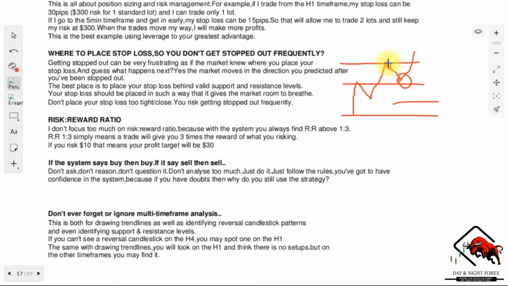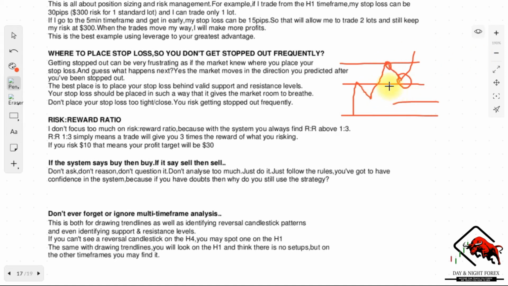So the best place to put your stop loss is behind valid support and resistance levels. So it's very, very key to have our support and resistance levels. Your stop loss should be placed in such a way that it gives the market room to breathe in case it comes back to retest that level and gives some spikes, right?